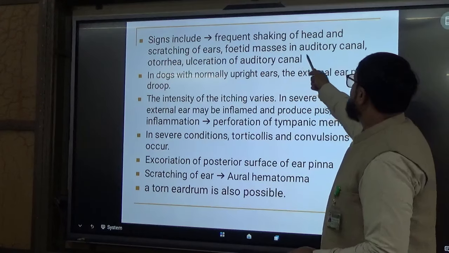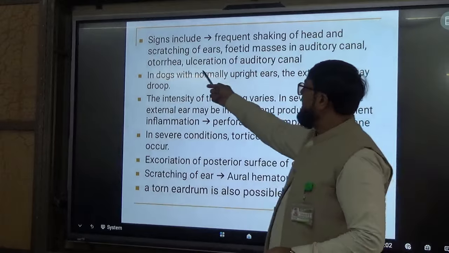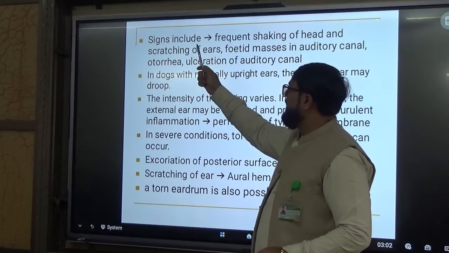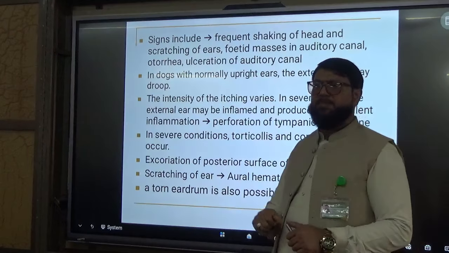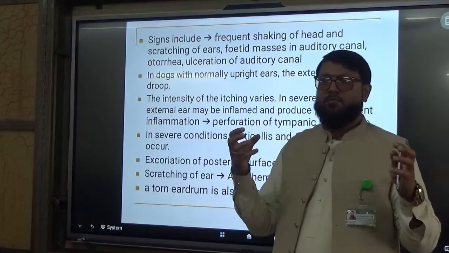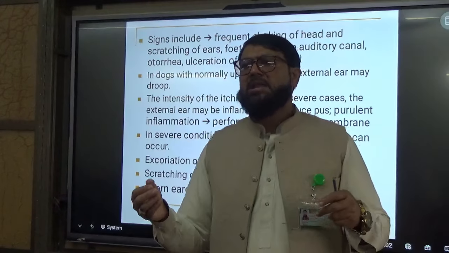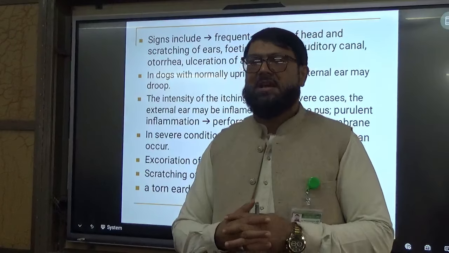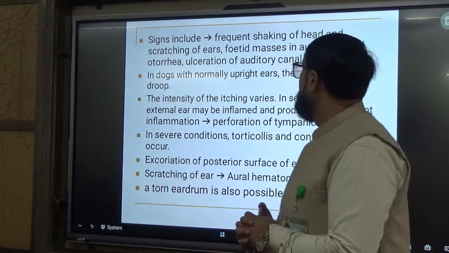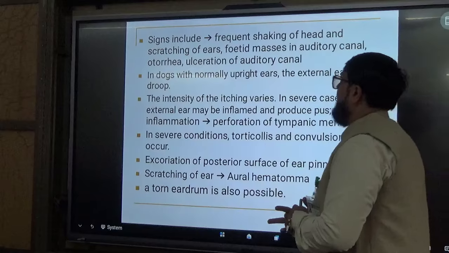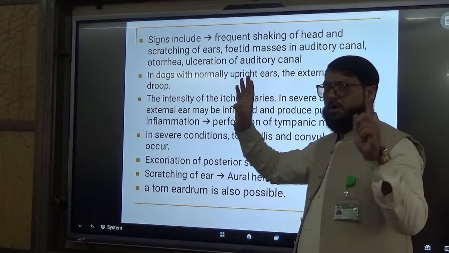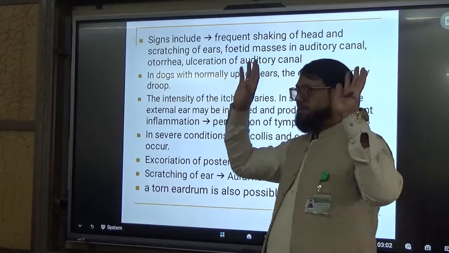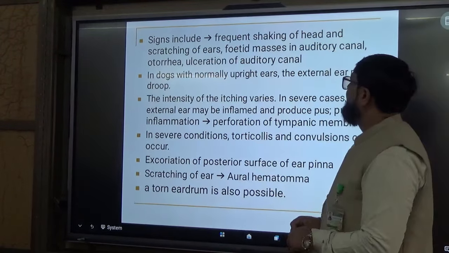So these things are going simultaneously in animals. Fetid masses in the auditory canal, otorrhea, which is inflammation of the ear canal, and ulceration. I hope you understand what that means: if there are more mites involved, they can lead to deep wounds inside the ear canal, inside the auditory canal, which can cause ulceration. In dogs with normally upright ears, if the dog has a good breed with upright ears, they will be going down.